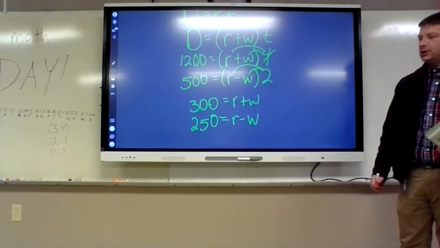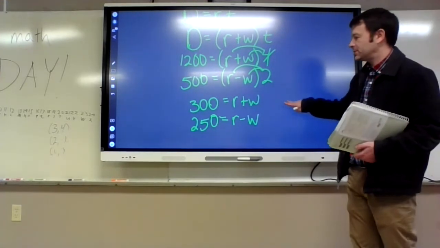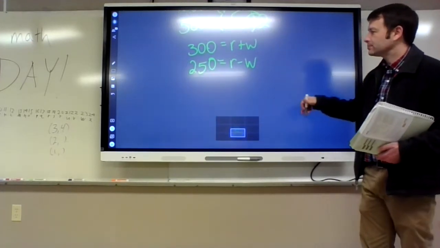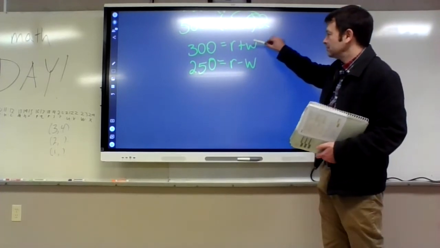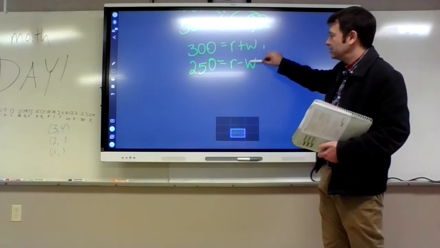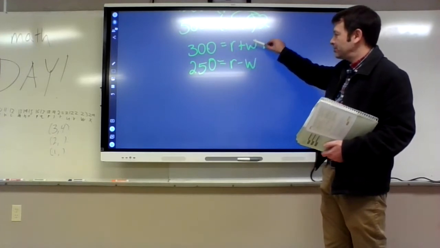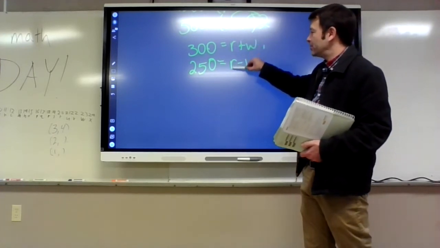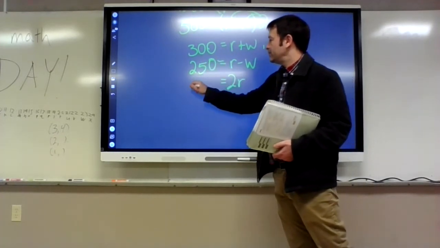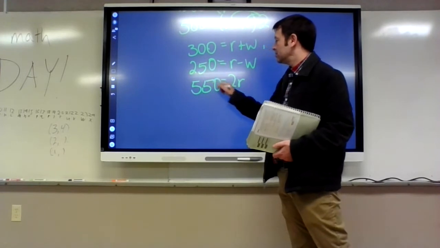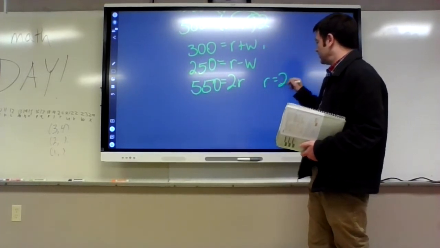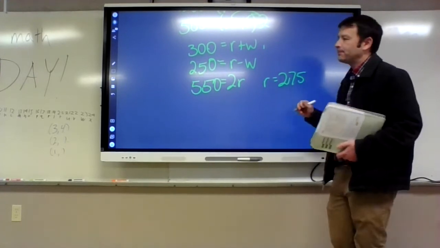Now I've got a really simple set of equations. How could I solve that? What's going to happen when I add these two lines together? The W's go bye-bye. What's R plus R? 2R. So 2R equals 550, and R is 275.